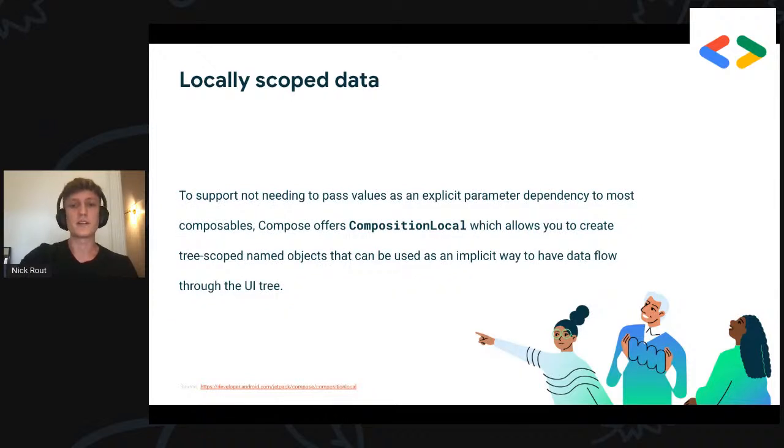So to support not needing to pass values as explicit parameters to most composables, this is where composition local comes in. It allows you to create tree-scoped named objects that can be used in an implicit way to have data flow through the UI tree. So it's effectively like an omnipresent parameter that you don't have to pass through to each function.